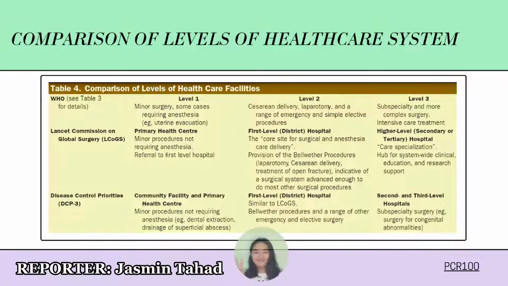These are the comparison of levels of the healthcare system according to the World Health Organization. For level 1, minor surgeries, in some cases requiring anesthesia. For level 2, cesarean delivery, laparotomy, and a range of emergency and selective procedures. And in level 3, subspecialty and more complex surgery, intensive care treatment.